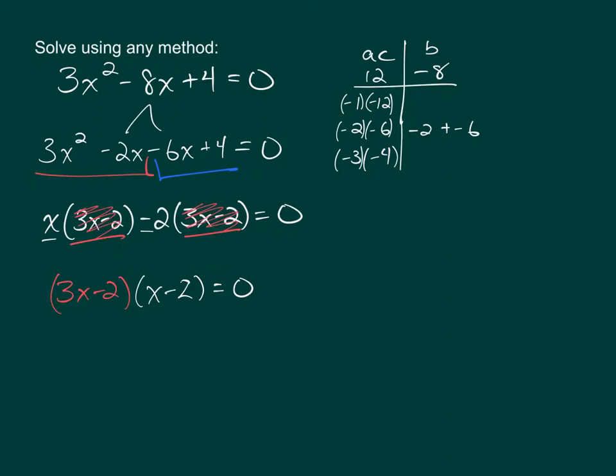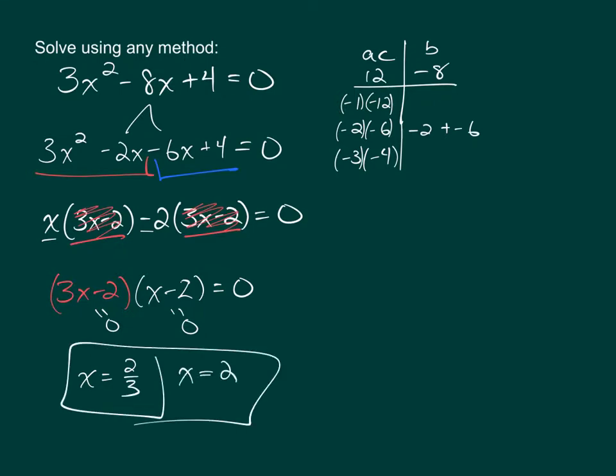So now we can set each of these equal to 0 to get x equals 2/3 and x equals 2. Here are your answers for this quadratic equation.